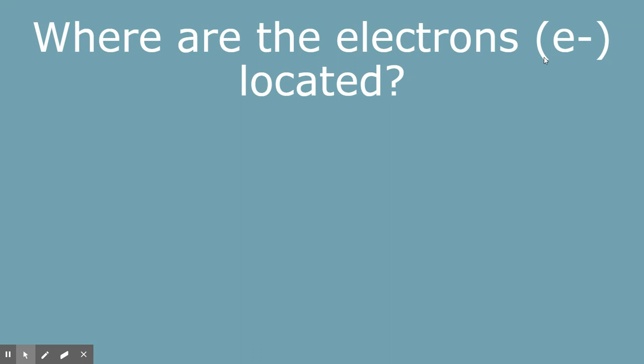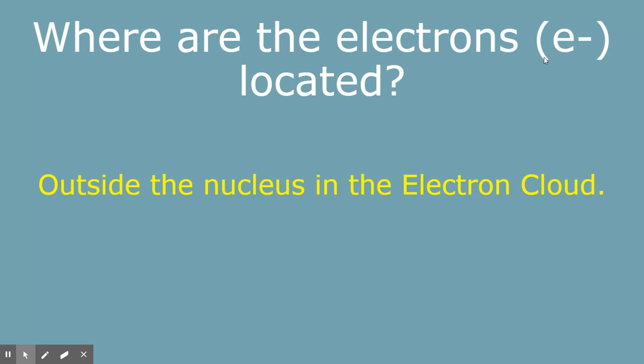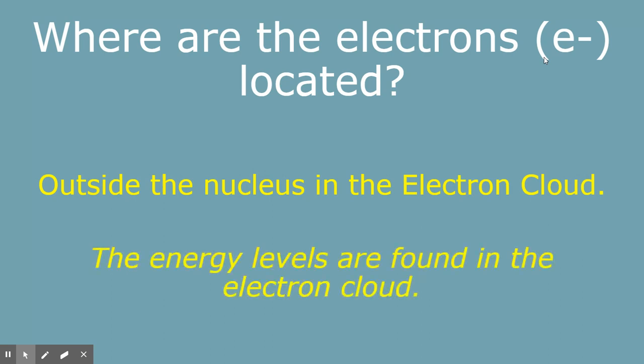Where are the electrons located? These are located outside of the nucleus, and that part of the atom that's outside of the nucleus is called the electron cloud. Now, inside the electron cloud are the energy levels, and remember, the energy levels have different numbers of maximum electrons that they can hold.